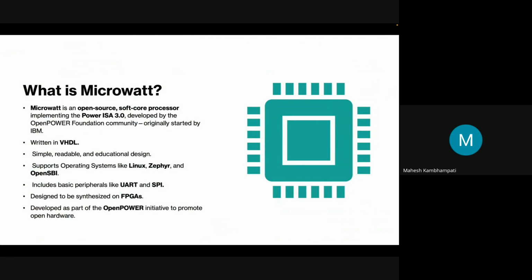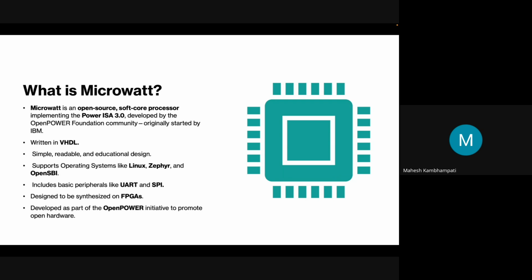So, what exactly is Microwatt? Microwatt is an open source software processor. It is developed by Power ISA. It was originally started by IBM. It implements the Power ISA architecture. As we all know, it was written in VHDL.